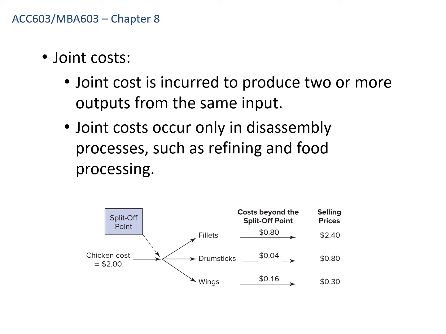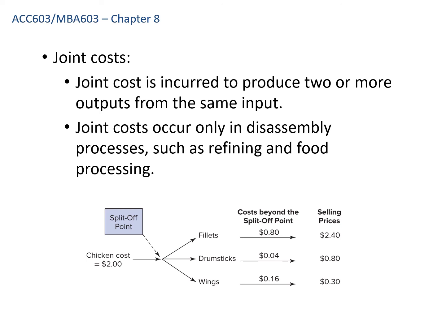So that whole chicken reaches a split off point and it becomes fillets, it becomes drumsticks, and it becomes wings. There's some extra costs to maybe trimming and packaging those different products, and then they have different selling prices. So the trick here is how much of each of those products do we use to allocate that $2? Because that $2 cost of the chicken is inherent in the parts of the chicken.